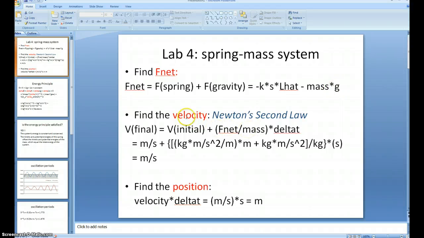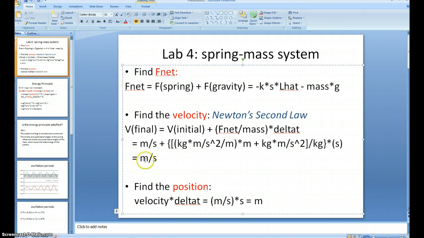Then we need to find the velocity, and we can do that using Newton's second law. I've spelled it out here in units, just in case this would help anybody, because I know that it helped me thinking through the problems. Through here, you can see that the units will cancel each other out, and we will be left with meters per second. Then later, we will also need to find the position of the spring as it's moving. And in order to do that, we take the velocity and multiply that by delta t in seconds, and we get the meters.